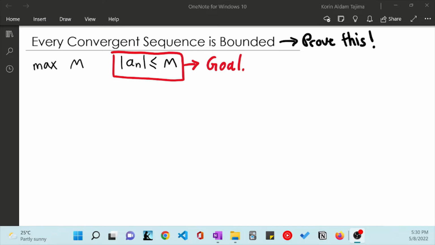Hello. In today's video, we're going to go over a proof of why every convergent sequence is bounded. This is part of Real Analysis, and I'm following the Udemy course by the Math Sorcerer on Real Analysis. I highly recommend it. It's very nice.